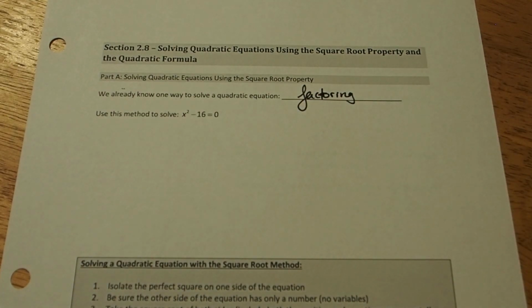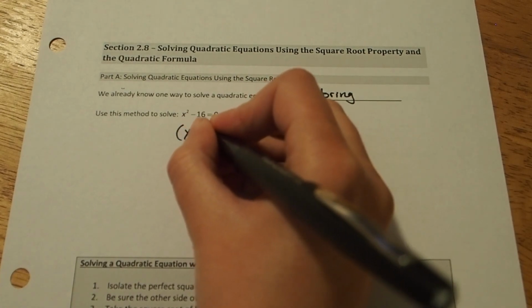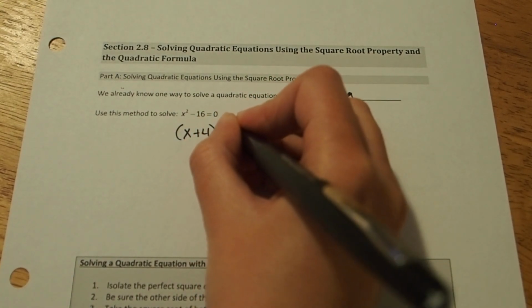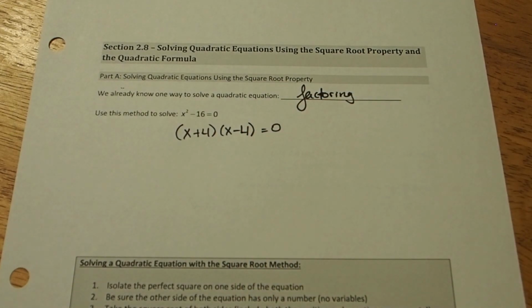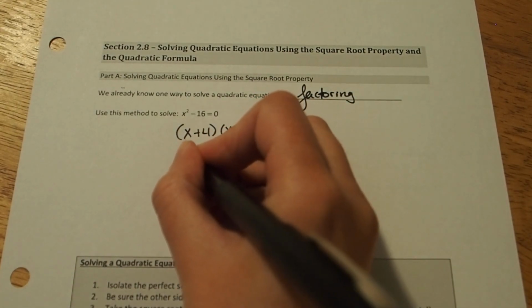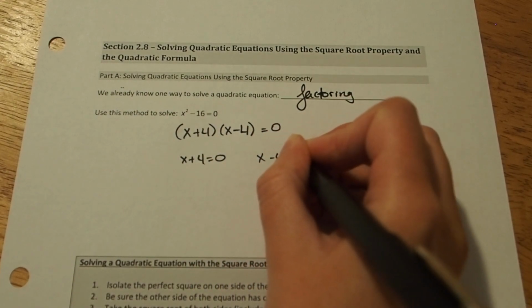We already know one way to solve a quadratic equation, and that way is factoring. We're going to look at factoring to solve the equation x squared minus 16. So don't forget that this factors as a difference of squares. It's going to factor into x plus 4 times x minus 4 equals 0. Then you can solve each piece by setting it equal to 0. X plus 4 equals 0. X minus 4 equals 0.